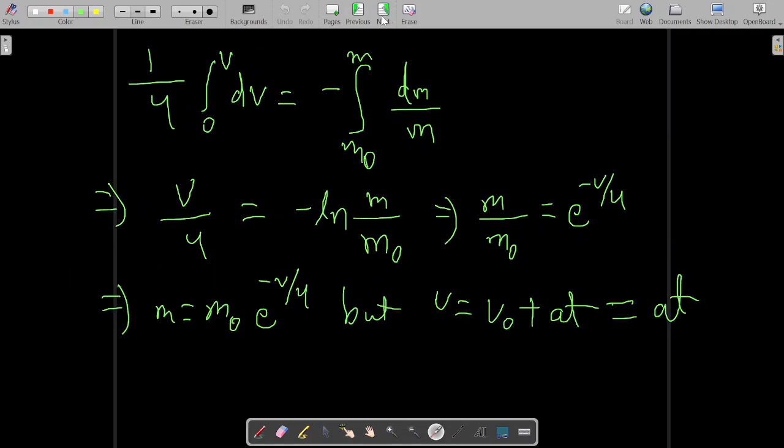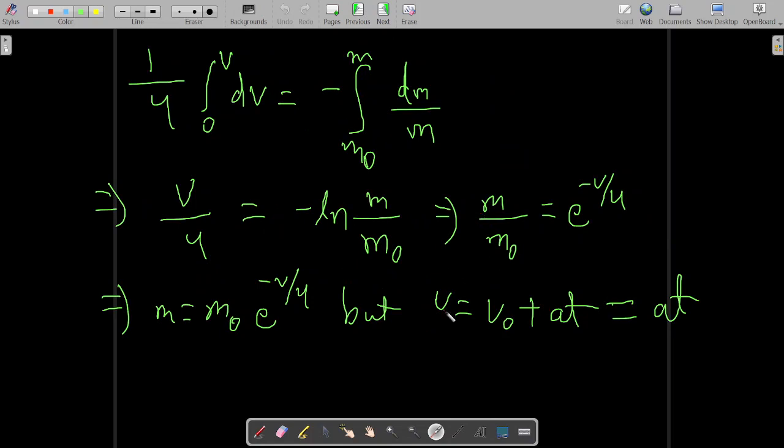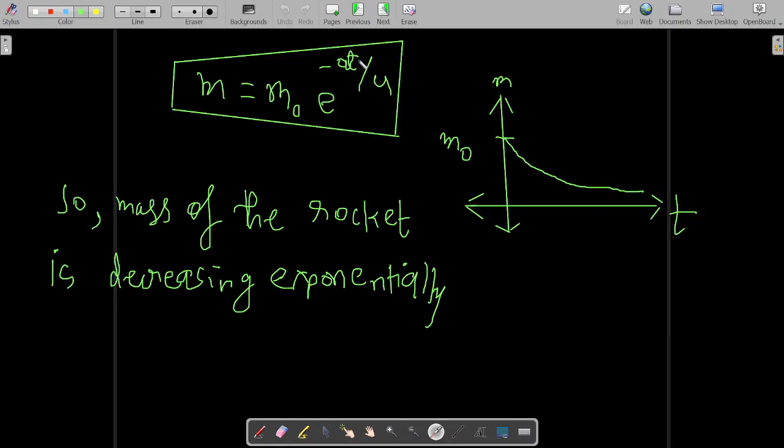Now m equal to m naught e to the power minus at by u. Okay, so in the place of v, you will put at over here. So m equal to m naught e to the power minus at by u. So the mass of the rocket is exponentially decreasing, as you can see over here.